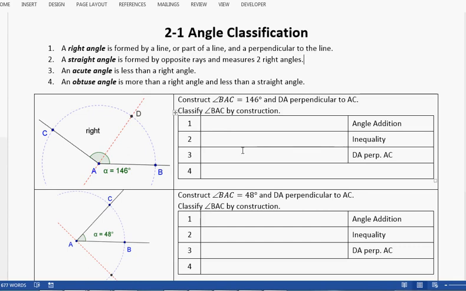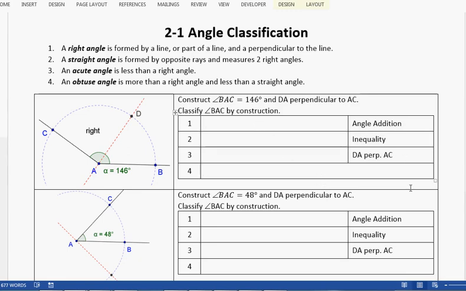The first part of this is about classifying an angle by construction, and then later we're going to prove that the angles are less than or greater than 90 degrees. On your test you will have hints just like the ones given here on the side to kind of help you along, to remind you what it is you're supposed to do.